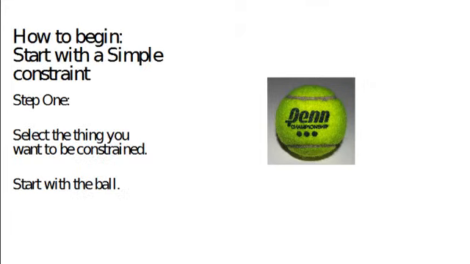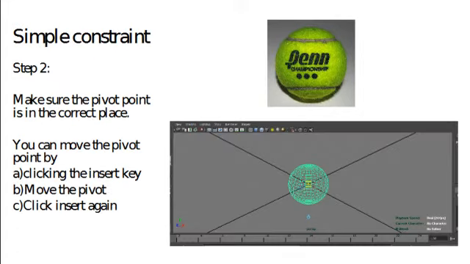So, step one, you select the thing you want to be constrained, that is to say the ball. Then step two, you make sure the pivot point is in the right place, and note that you can grab any object in Maya and move the pivot point by clicking the insert button on your keyboard, and then move the pivot and then insert again. In the case of the ball, of course, you just want the pivot in the middle, but it depends. Sometimes if you're animating, say, a character's holding a sword or something like that, you would want to make sure that the pivot point was near the handle of the sword.